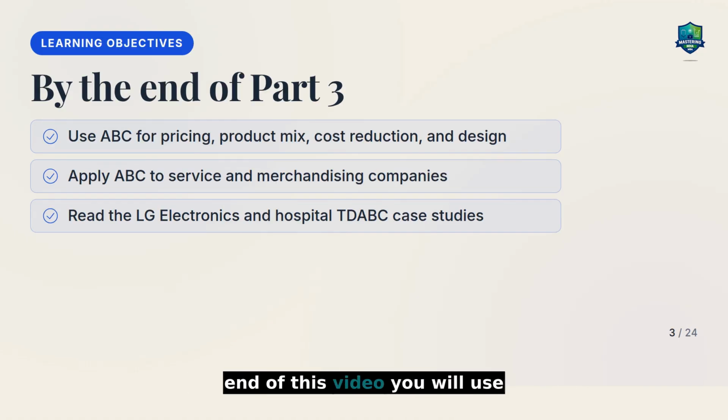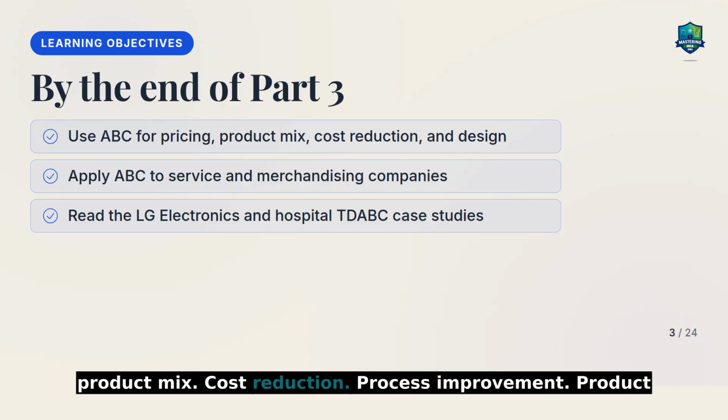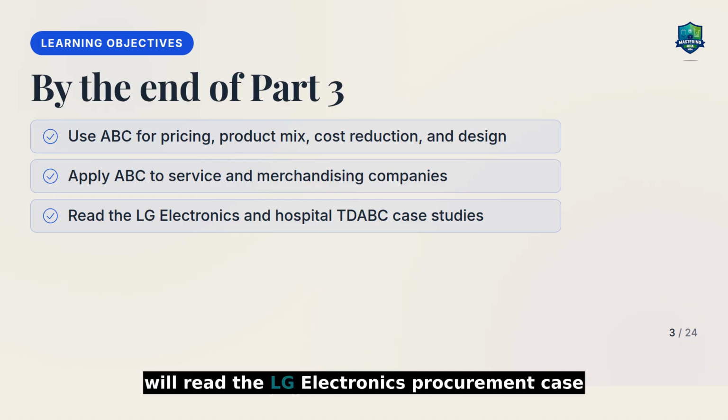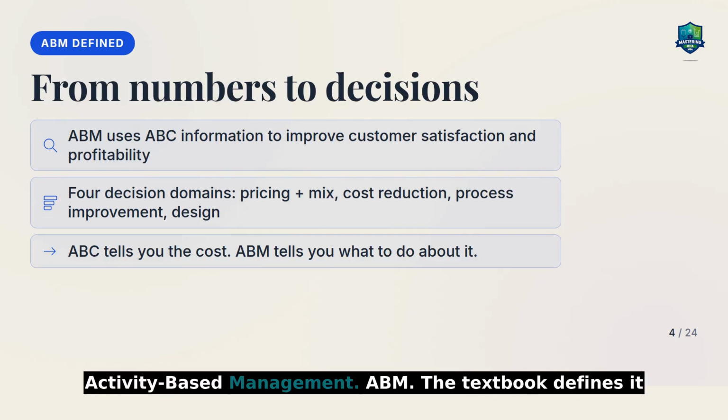By the end of this video, you will use ABC to drive 4 kinds of decisions: pricing and product mix, cost reduction, process improvement, product design. You will read the LG Electronics procurement case and the MD Anderson Hospital case. Both real, both recent.